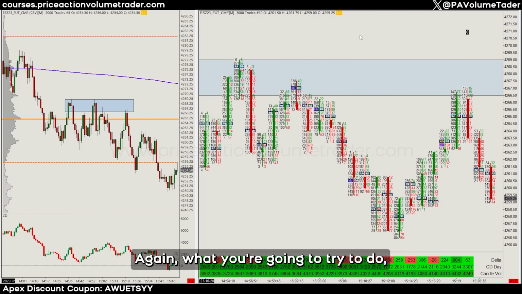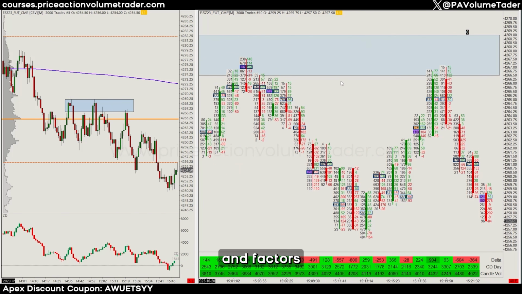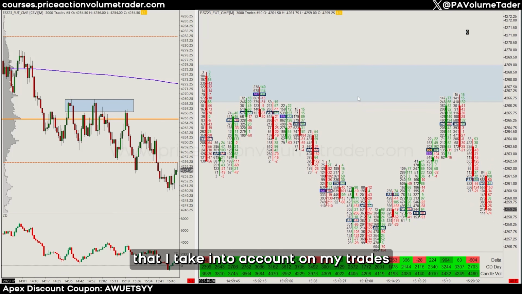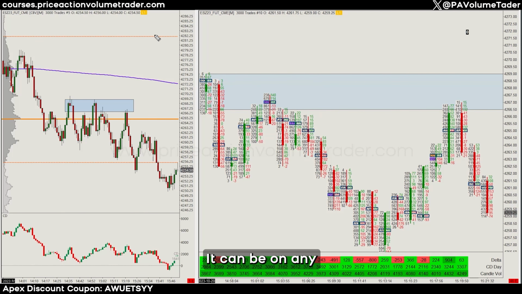Again, what you're going to try to do, and this is just one of the many elements and factors that I take into account on my trades, but basically what you're looking at is a significant level of support and resistance on your charts. Then you go into your footprints to look at this more granularly. It can be on any 5-minute chart, 1 minute, 3 minute.